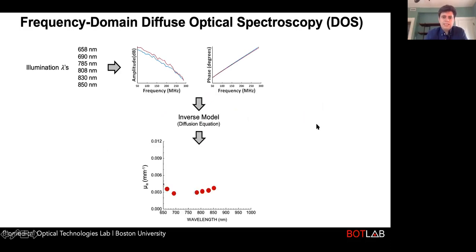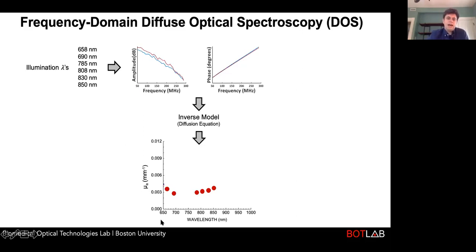We can fit this data to a so-called inverse model, and we use versions of the diffusion equation, an approximation of the radiative transport equation, to allow us to extract the absorption coefficient, which I talked to you about before, as well as the reduced scattering coefficient. I'm just showing the absorption coefficient here for the moment. So we can get a mu A at each wavelength of illumination.